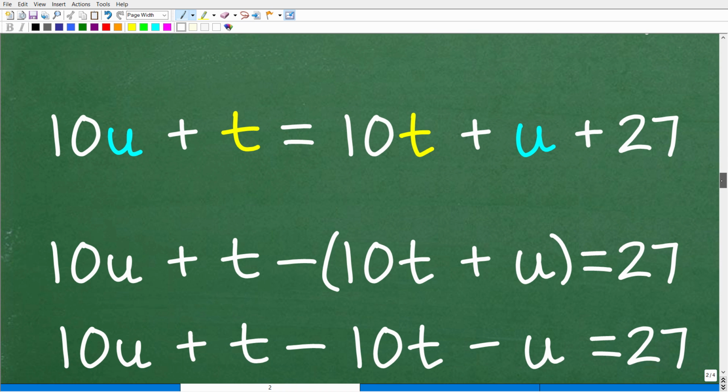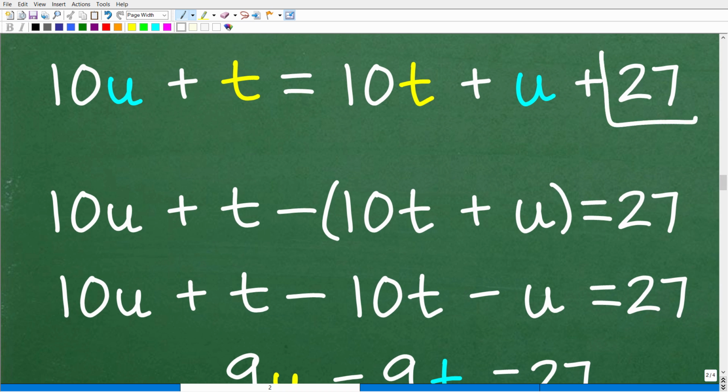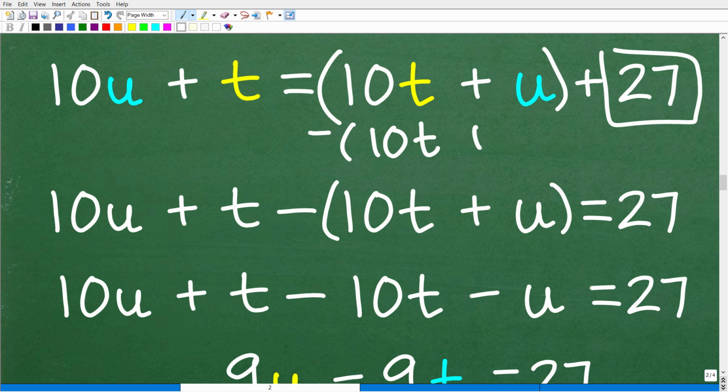So over here, I'm going to leave this 27 on the right-hand side of the equation, and I'm going to simply pick up and move this entire expression to the left-hand side by subtracting 10t plus u from both sides. I'm doing it this way because oftentimes you might see a solution to an algebra problem in a textbook, and sometimes you may not understand the steps. If I was teaching this in a class, I would say subtract 10t from both sides of the equation, then subtract u from both sides. But you can also algebraically use this notation right here. So that's what we're doing.